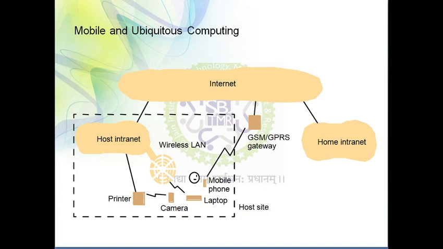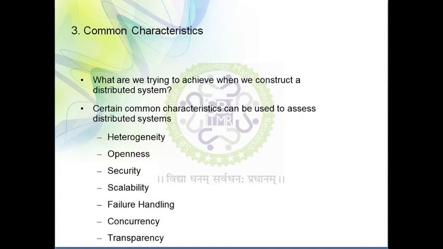Common characteristics. What are we trying to achieve when we construct a distributed system? Certain common characteristics can be used to assess a distributed system: heterogeneity, openness, security, scalability, failure handling, concurrency, and transparency.